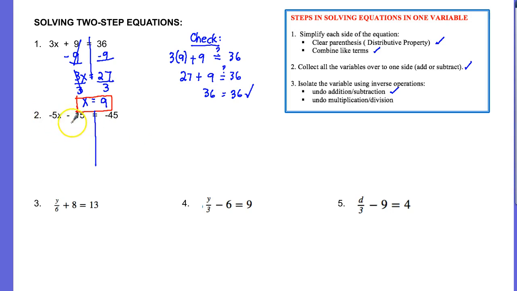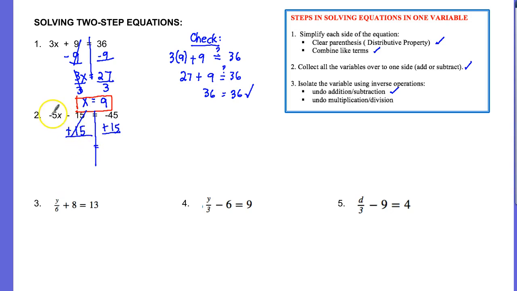Negative 5x minus 15 equals negative 45. Your variable is on the left side. Right now, you have to get rid of this minus 15. That's the same as plus negative 15. So you have to get rid of negative 15 and negative 5. So you always undo the addition or subtraction first. So this is subtraction. To undo that, you will add 15 to both sides.